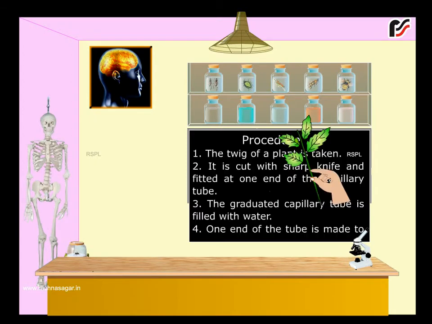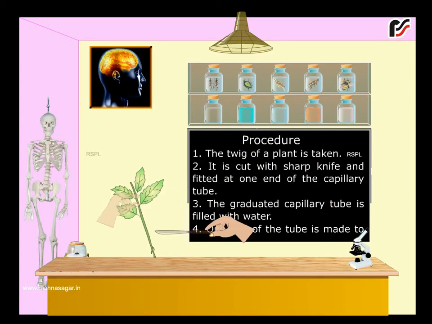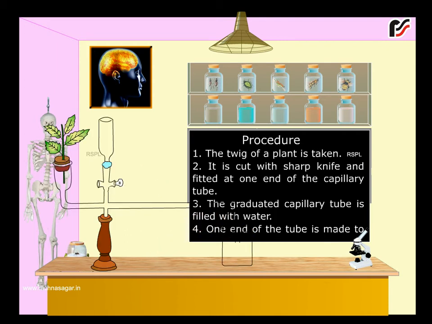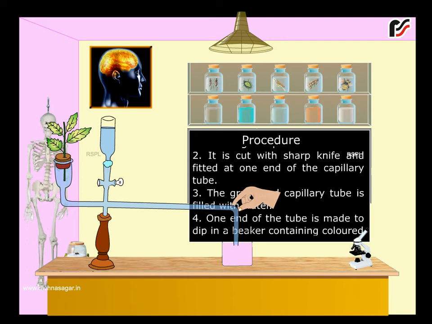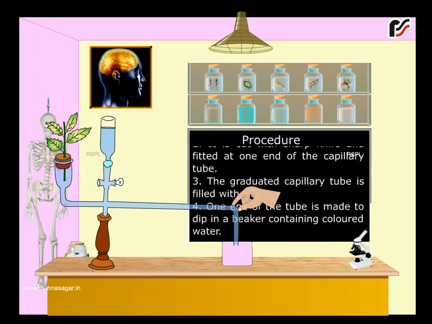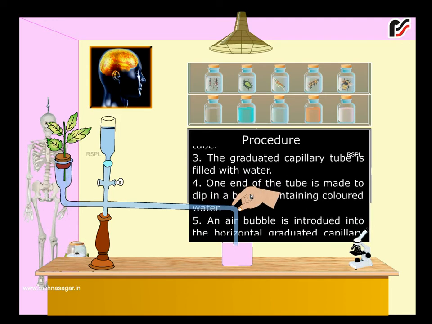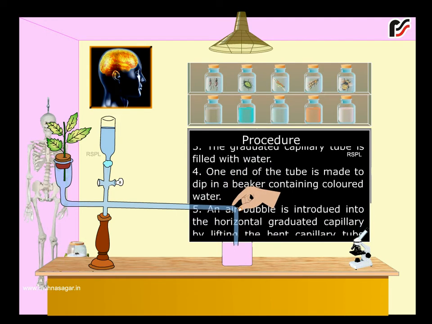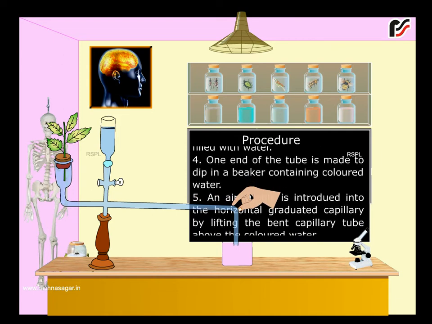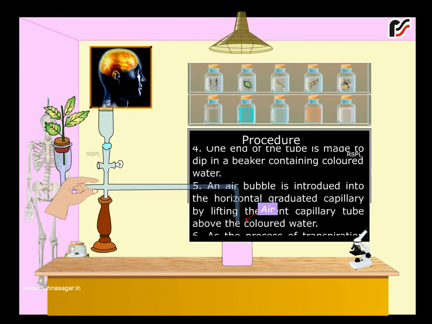Procedure. The twig of a plant is taken. It is cut with a sharp knife and fitted at one end of the capillary tube. The graduated capillary tube is filled with water. One end of the tube is made to dip in a beaker containing colored water. An air bubble is introduced into the horizontal graduated capillary tube by lifting the bent capillary tube above the colored water.